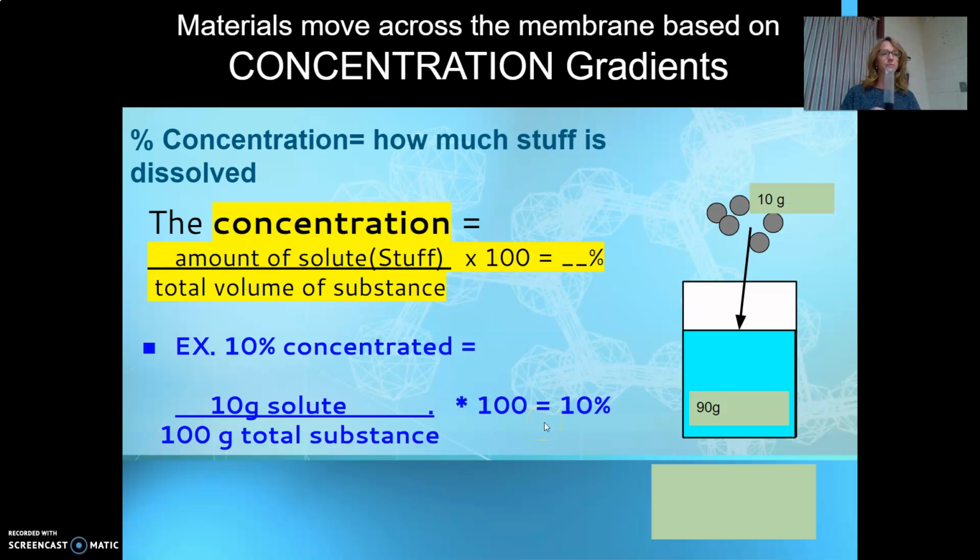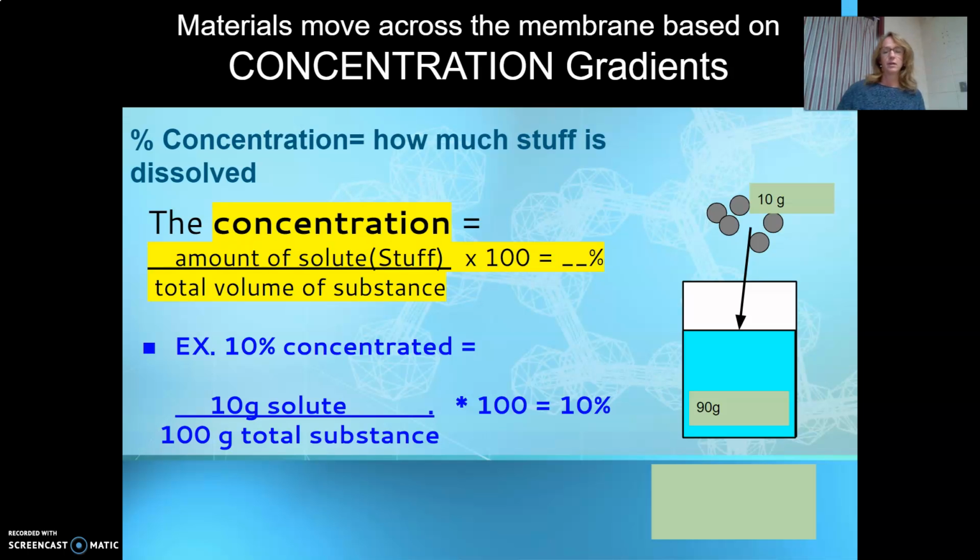So here's another example. I have 50 milliliters of water right here. I'm going to add 50 milliliters of stuff, and that gives me a total volume of 100 milliliters. It's 50% concentrated. Okay. Here's another amount. There's 90 milliliters here, and I add 10 milliliters of stuff. This is a 10% concentrated solution, okay?